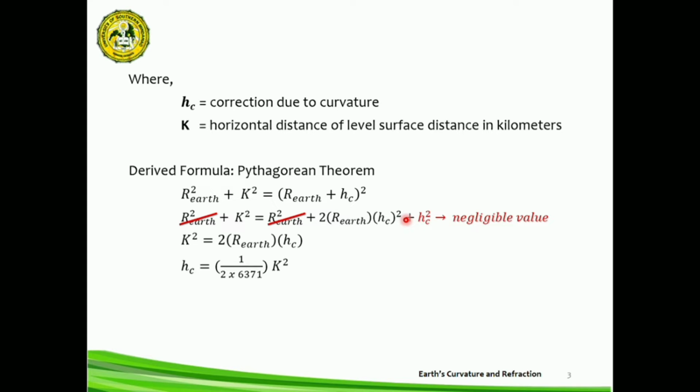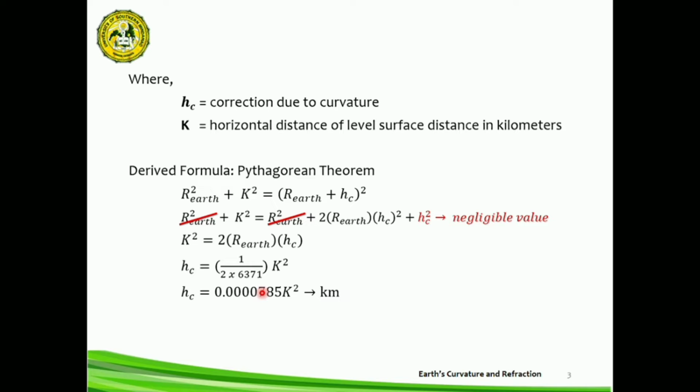So, we have the HC equals to 1 over 2 times 6,371 K squared. So, kung nagtatanong kayo kung saan po yung nagaling yung 1, it is because nag-transpose po tayo ng HC sa kabilang side at K squared sa kabilang side para di po mag-negative yung value natin. Naglagay po tayo ng 1 sa numerator. So, ganyan po yung nangyari.